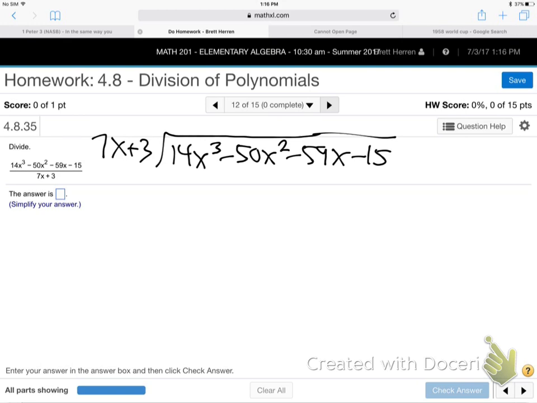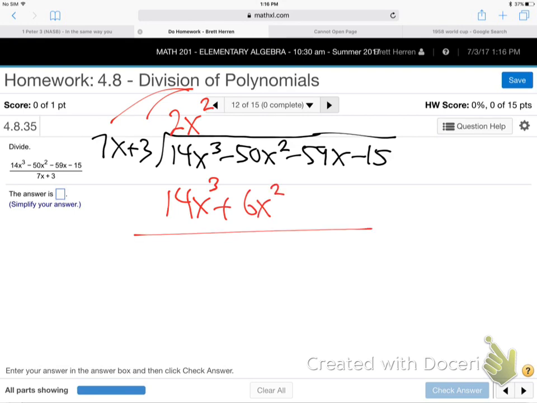So 2x squared, you getting that for the first one? I'll do the first step. It should be 2x squared. Then you multiply both, the 2 in the front, you get 14x cubed plus 6x squared. Draw your line. Yeah, and the subtraction, it'll go on both.